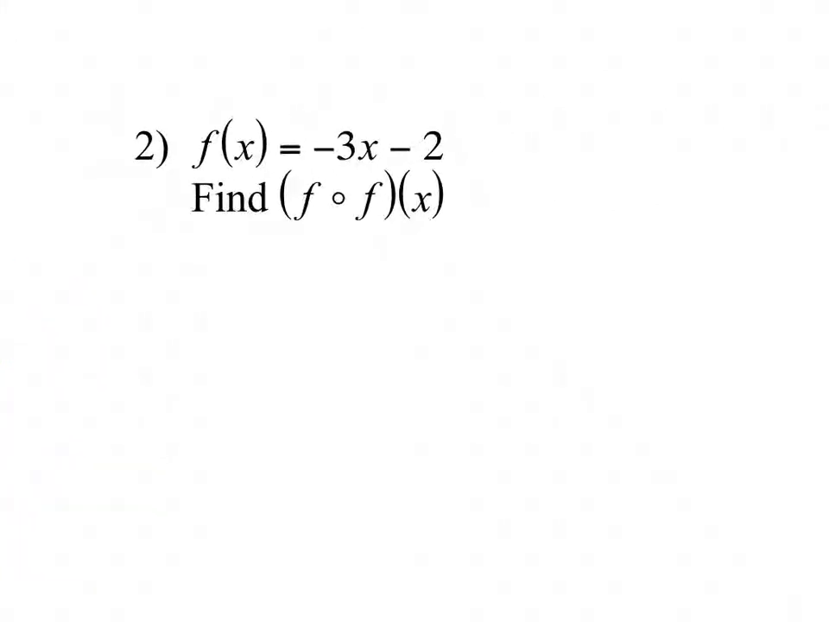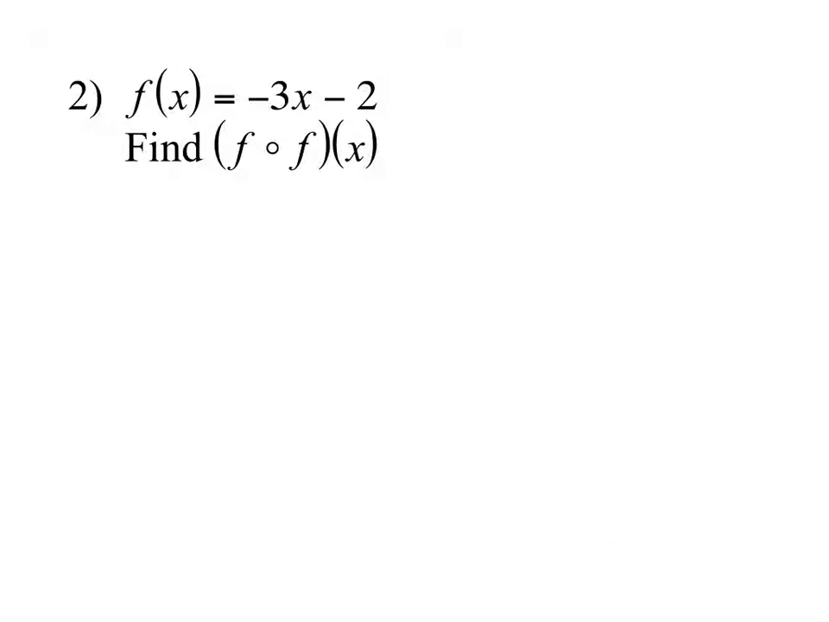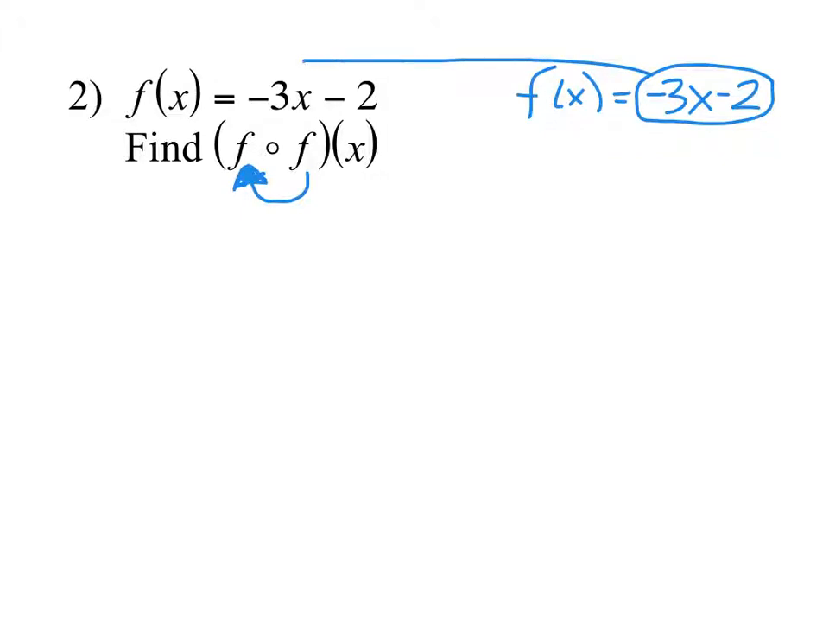Okay, so the second example looks a little different. You only see one function. Well, what this tells us here is we're going to take f and put it into itself. Remember, f of x is negative 3x minus 2. So what I'm going to do is take negative 3x minus 2 and put it in for that x right there. So this is going to be negative 3, and instead of an x, we're going to put a negative 3x minus 2, and then minus a 2 after that.